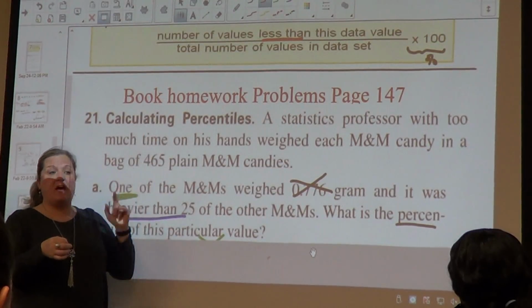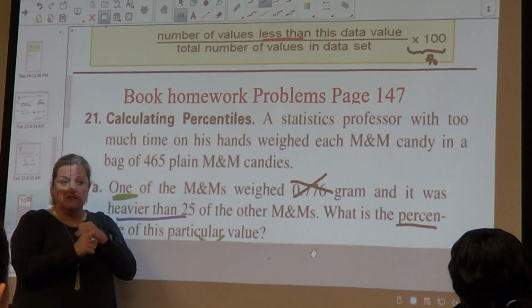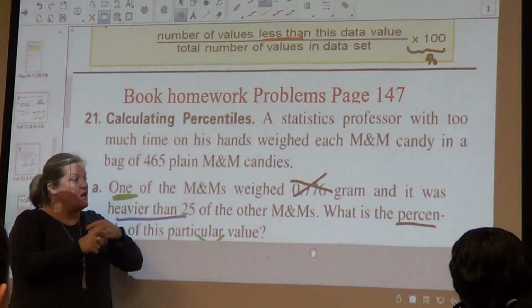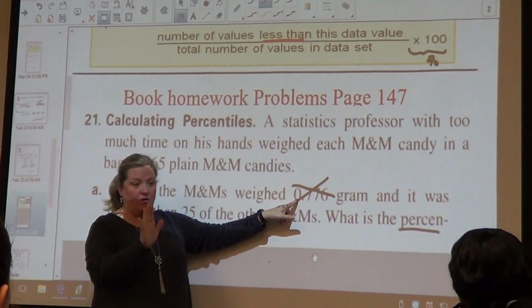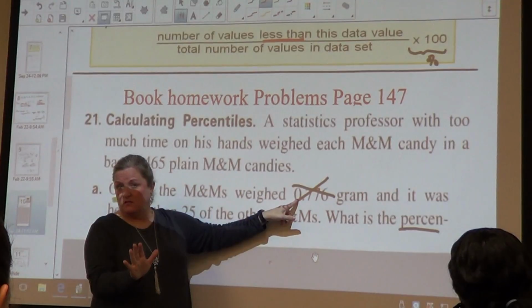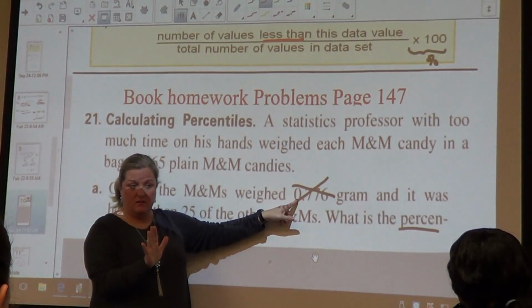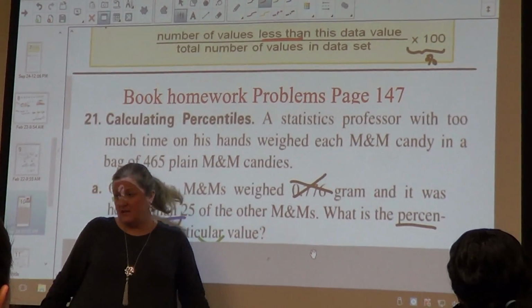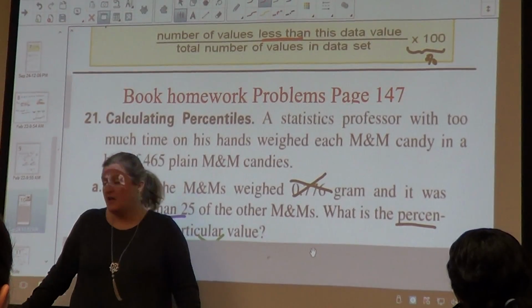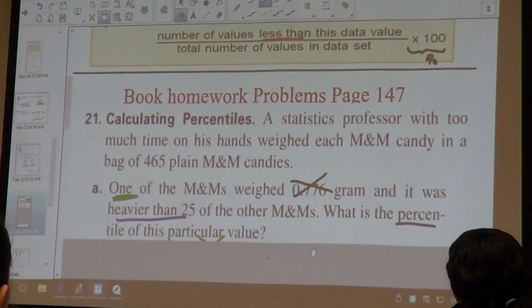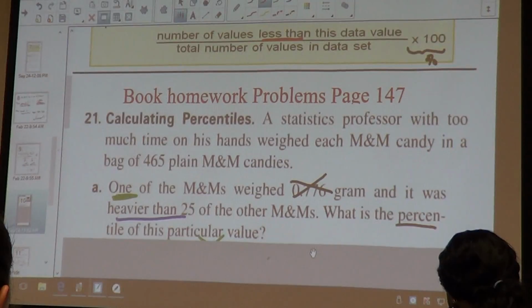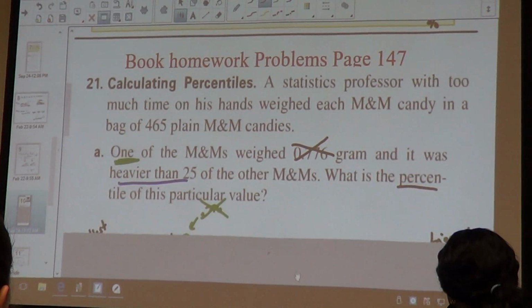Now, did I tell you how tall Madison was? Did I tell you how big her head was? So, I don't care what that M&M weighed, because I didn't tell you what Madison weighed. I just want to know how many M&Ms are below me. So my formula to get your percentile is how many M&Ms are below you.